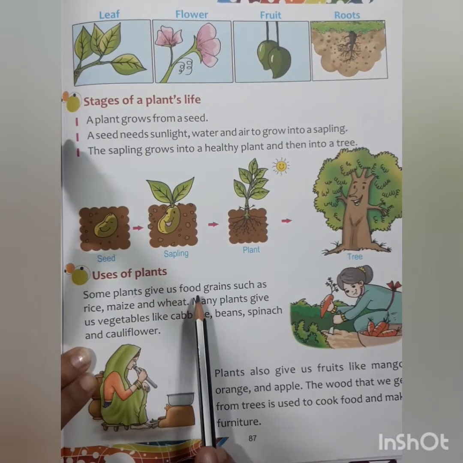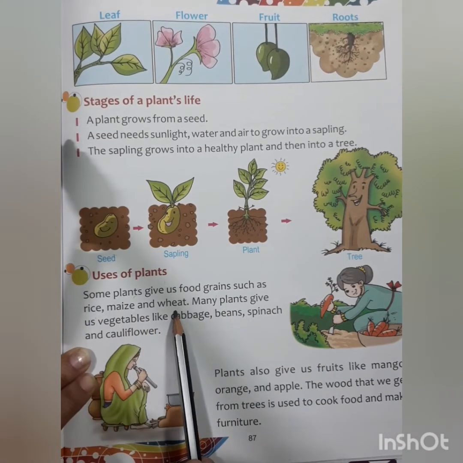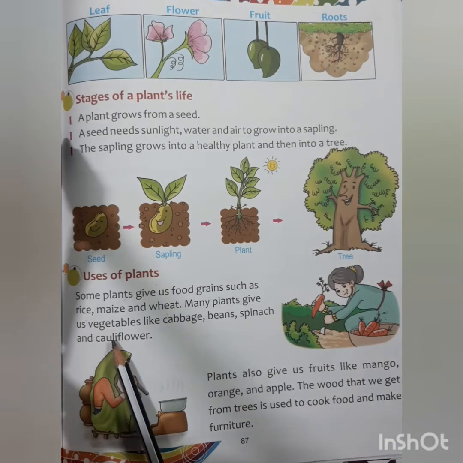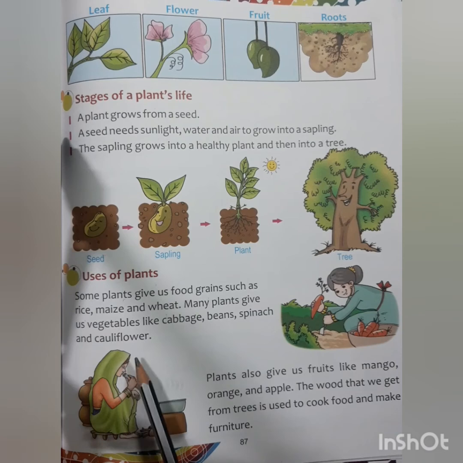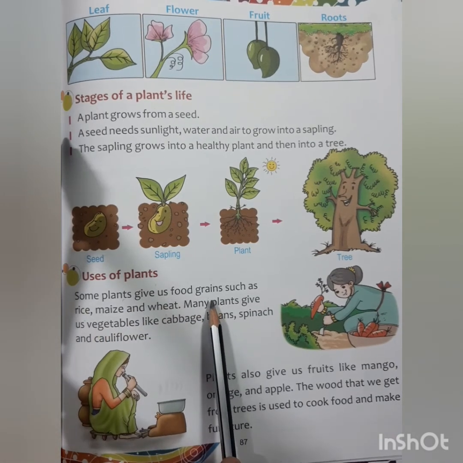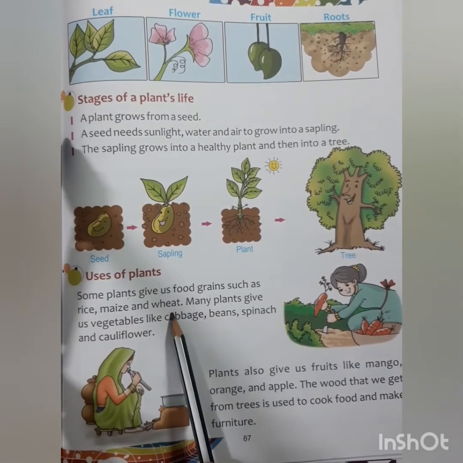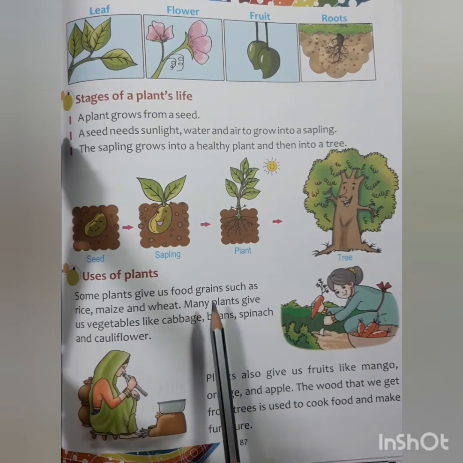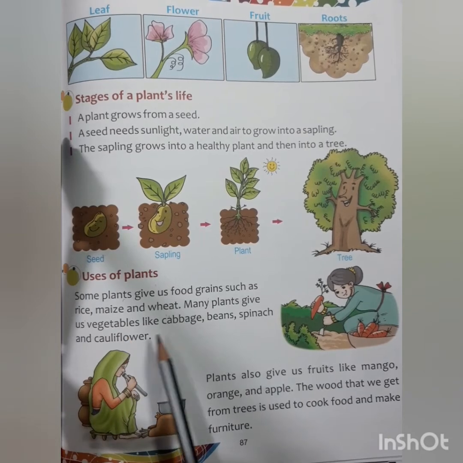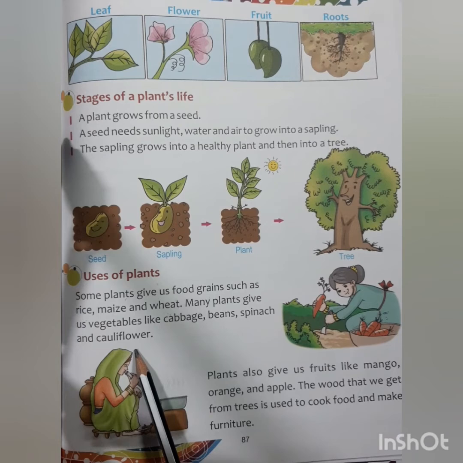Some plants give us food grains such as rice, maize and wheat. Many plants give us vegetables like cabbage, beans, spinach and cauliflower. Let's read again. Some plants give us food grains, right, such as rice, chawal, maize and wheat. Many plants give us vegetables. What do plants give us? They give us grains and vegetables like cabbage, beans, spinach and cauliflower, right?